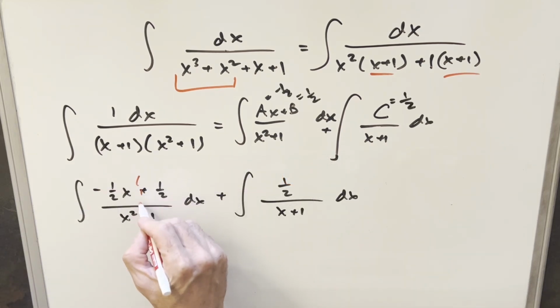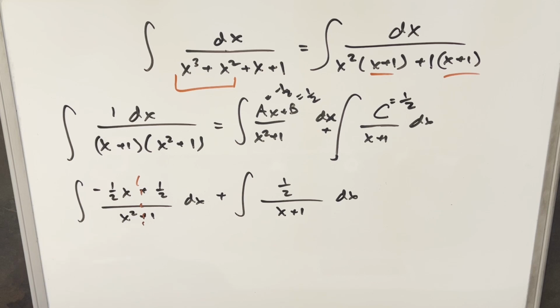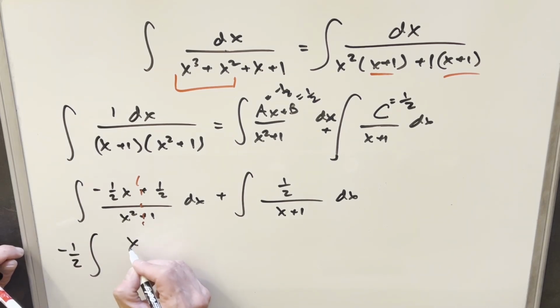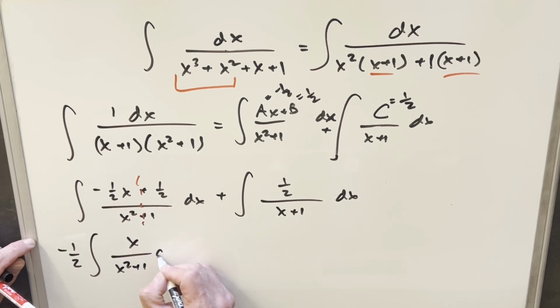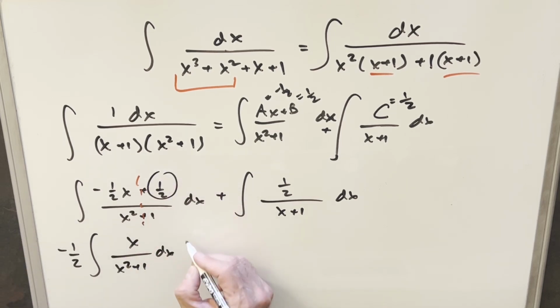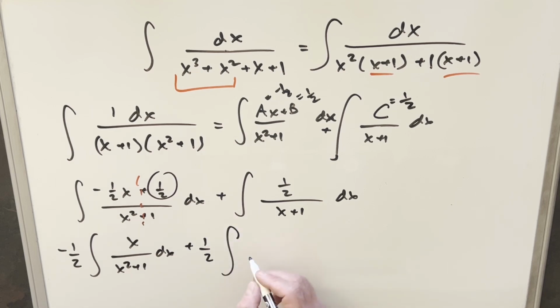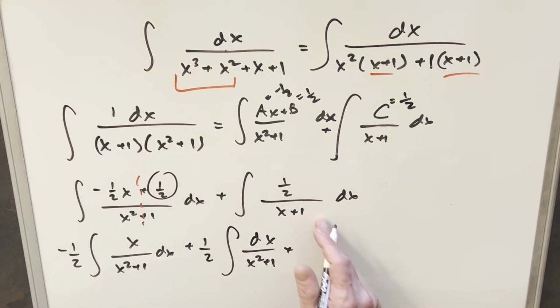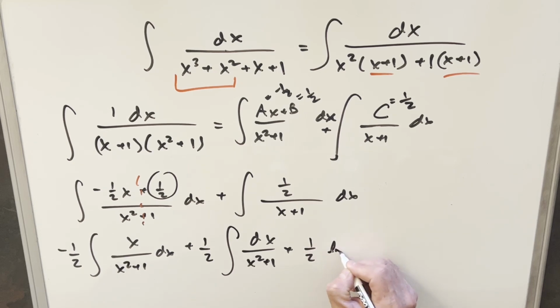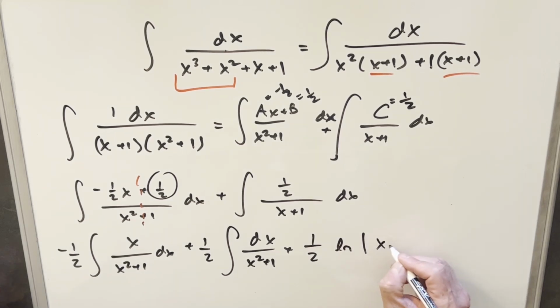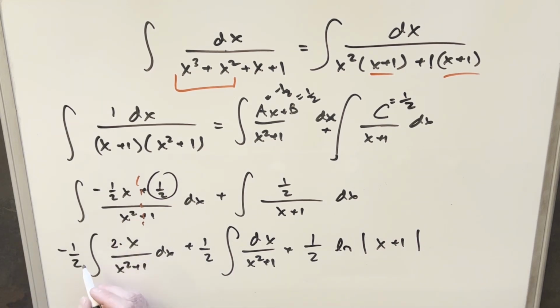Okay, now from here I can take this integral and break it in half into two integrals right there. On this first one, I'm going to take a minus 1/2 out front, and we're going to have x over x squared plus 1 dx. And then here I'm going to take this half and bring it out front of the integral so that we have 1/2 times dx over x squared plus 1. And then for our third integral, I think we can just integrate this one rather than bringing it along. So this is actually just going to be 1/2 times natural log absolute value of x plus 1.